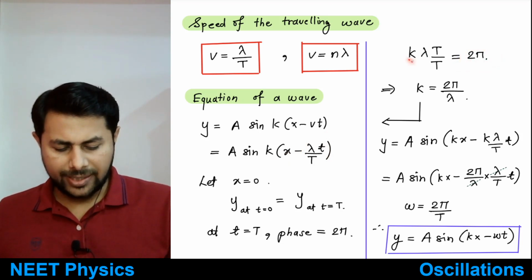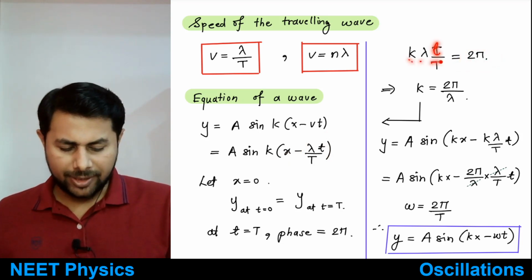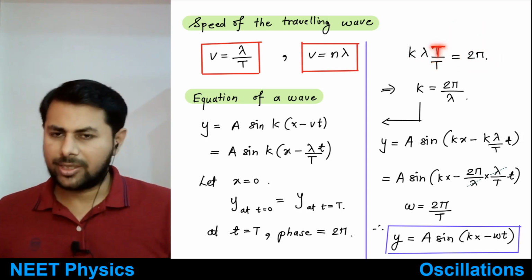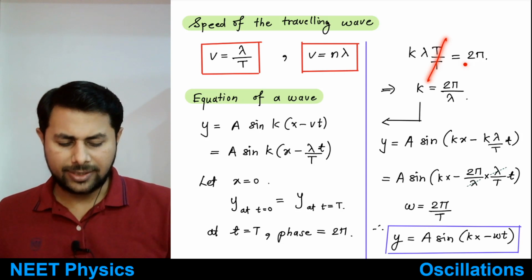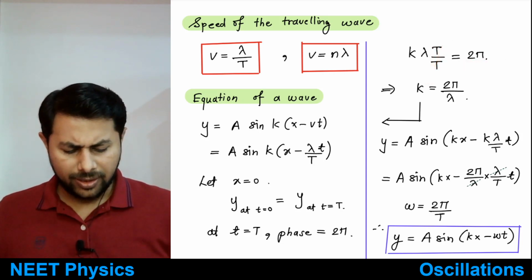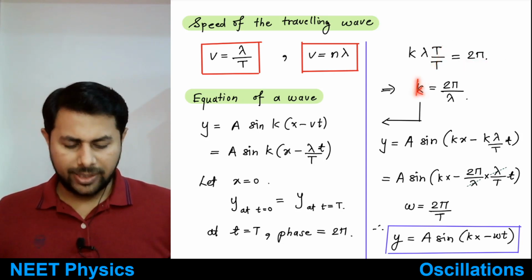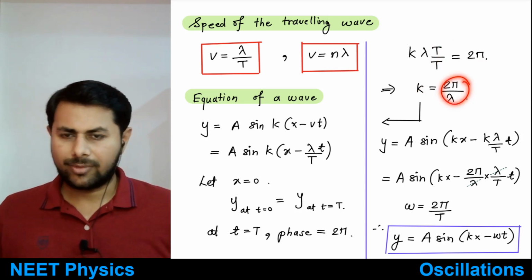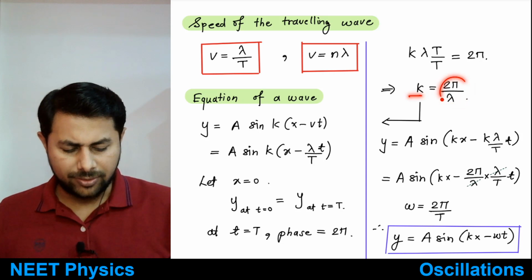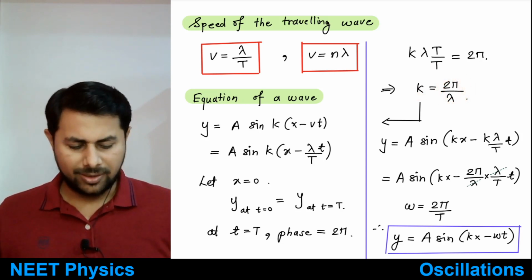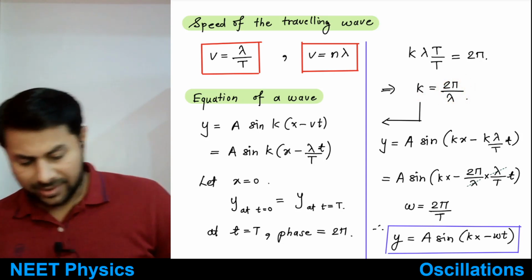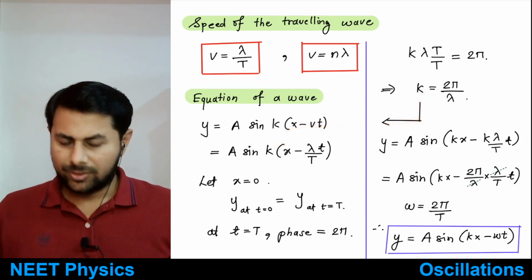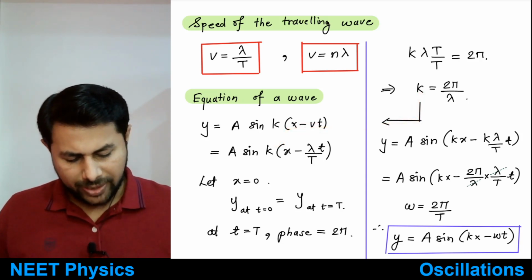So you have k times lambda small t by capital T, and at t equal to capital T, this becomes 2 pi. You substitute t equals capital T, so that t will get cancelled and you will get 2 pi. And then you get k is equal to 2 pi divided by lambda, right? And then you substitute that back in this equation here.